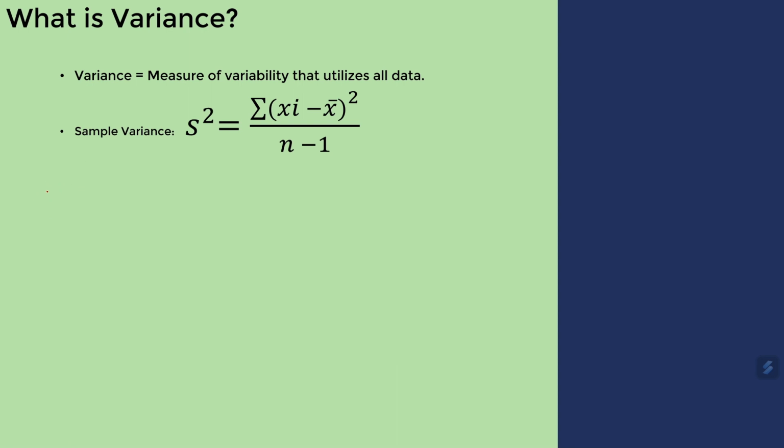What do xi and x bar mean? X bar means the mean. Xi means an individual data element. And n means the sample size. That's it. So let me give you an example with the help of a data table.